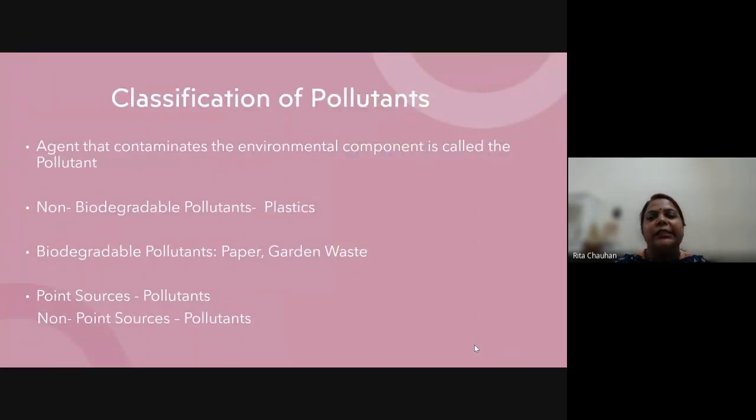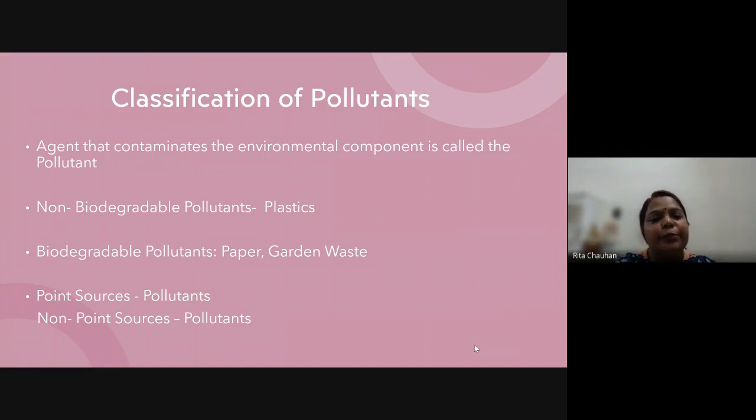Let us understand what a pollutant is. A pollutant is the agent that is changing the environmental component. For example, if there is water and we put a certain color agent in it, that color will be the agent that is the pollutant. So the agent that is contaminating the environmental component is called a pollutant.